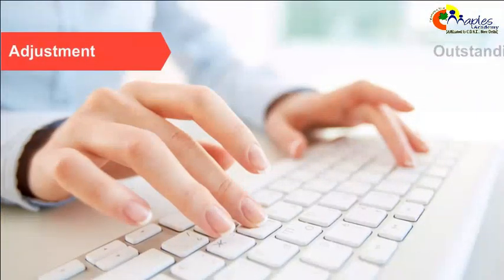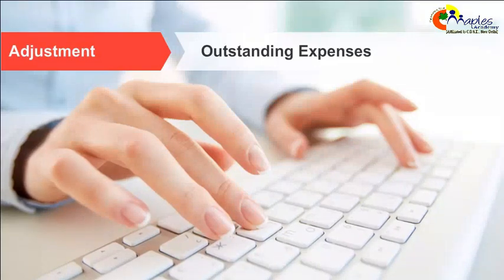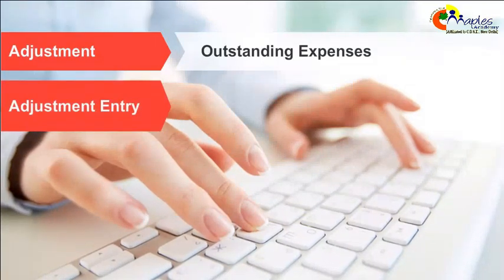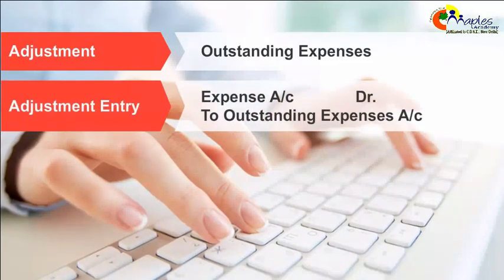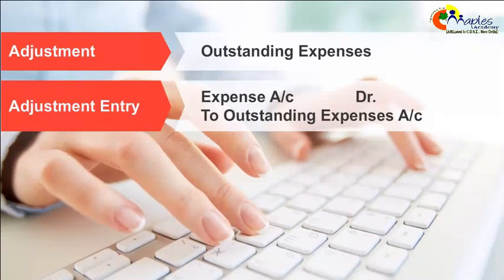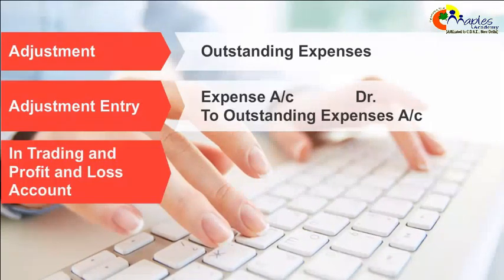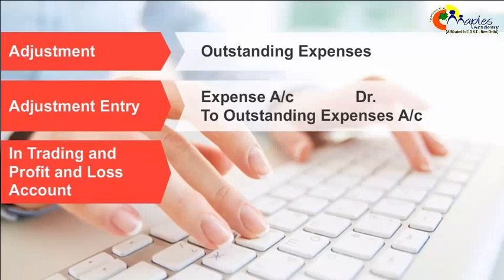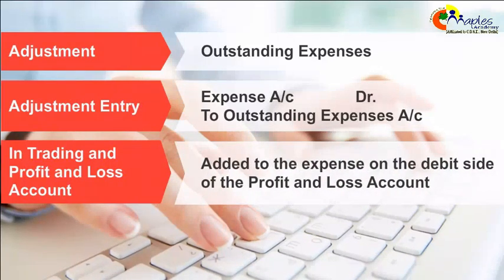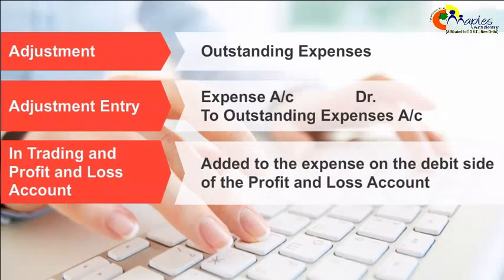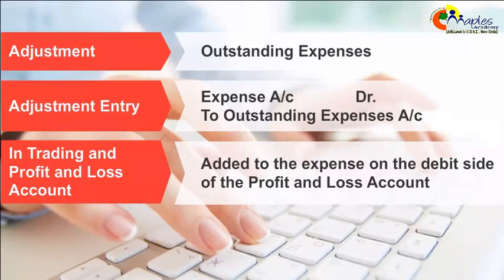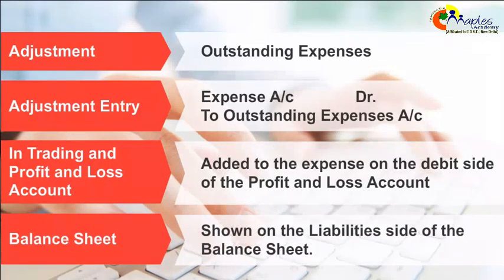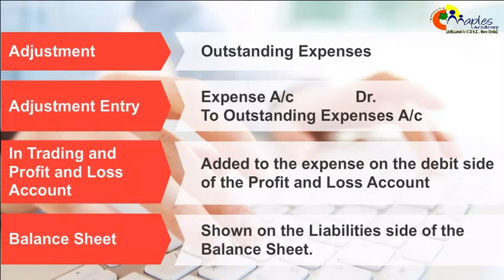Adjustment: outstanding expenses. Adjustment entry: expense account debited to outstanding expenses account. In trading and profit and loss account, added to the expense on the debit side. In the balance sheet, shown on the liabilities side.